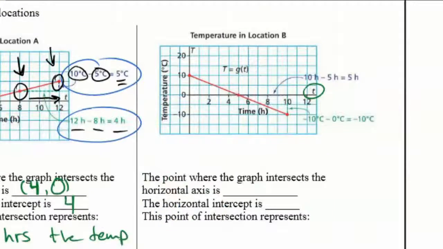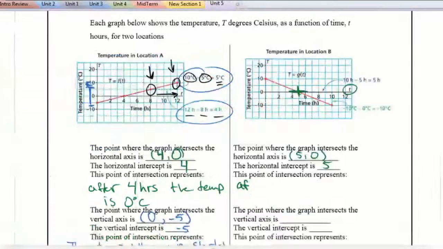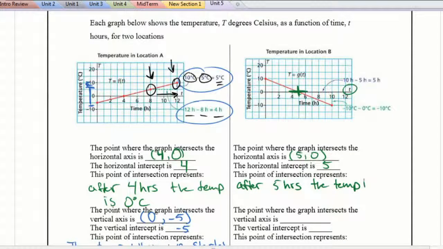So I'm looking at, in this case, the time axis, and I see that it intersects right here, halfway between 4 and 6. So if I wanted to write that as an ordered pair, I'd say x is 5 and y is 0. Horizontal intercept is 5. And then the point of intersection represents, just like we wrote on the other side here, in this case after 5 hours, the temperature is 0 degrees Celsius. So that was the first part.